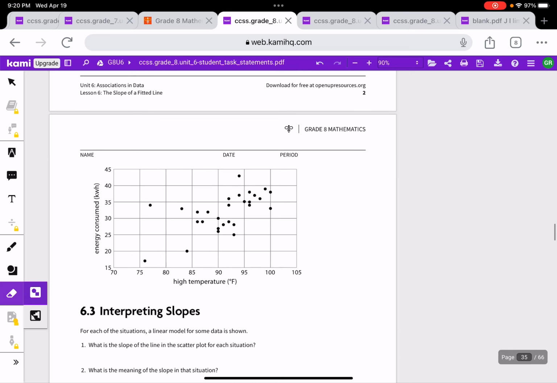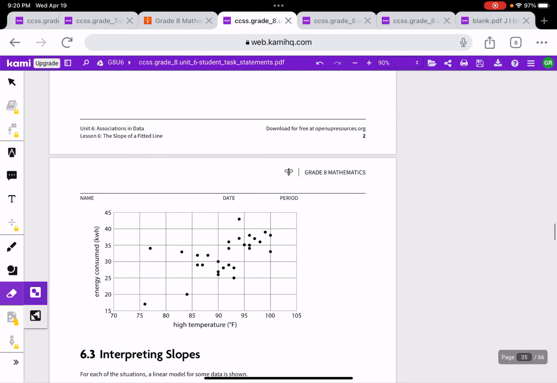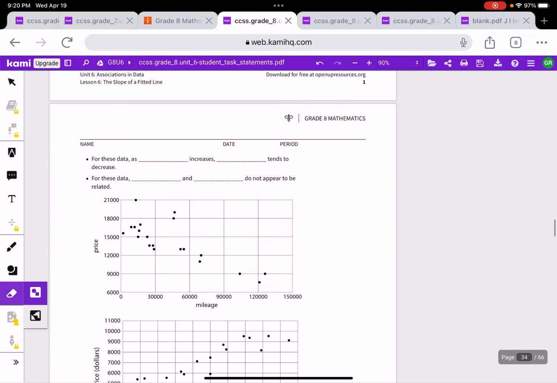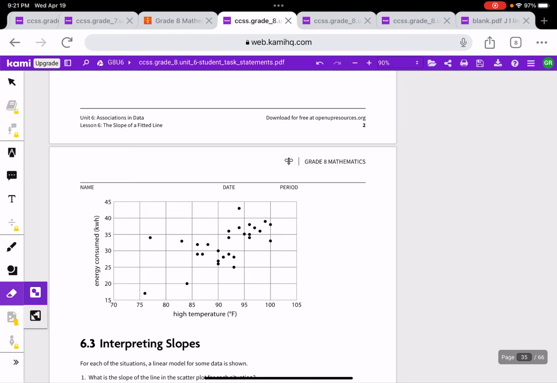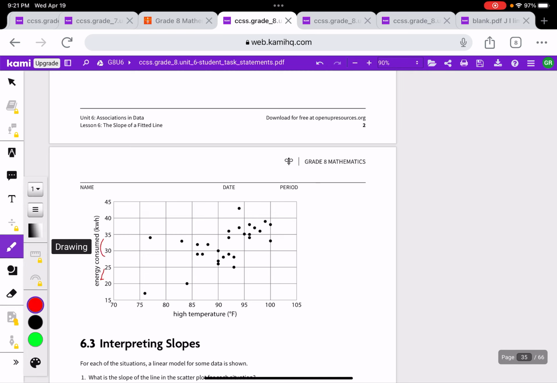And this last one, to be honest with you, I kind of see one, but technically there's not supposed to be one. You could kind of say maybe it's going up, but there's too many outliers that throw it off. So that last one says for these data, blank and blank do not appear related. It says energy consumed and high temperature.